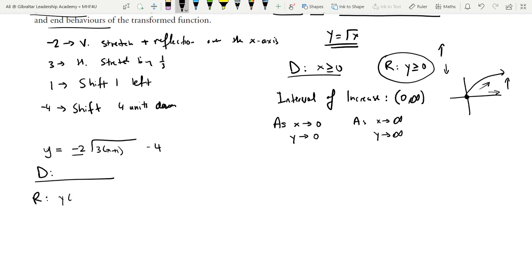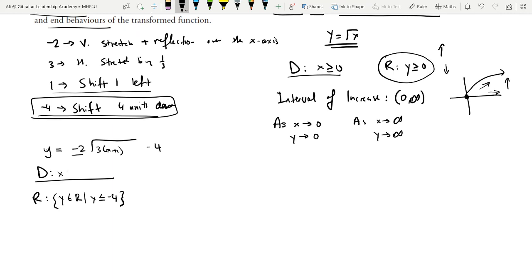The range is going to be y is, remember, the real numbers, such that now, instead of y being greater than something, it will be less than or equal to something. What is that something going to be? Well, I know there is a shift of 4 units down, so it's going to be y is less than or equal to -4. For the domain, normally the domain is x is greater than or equal to 0, but now my function has been shifted 1 unit to the left, so the domain will be x is a member of the real numbers, such that x is greater than or equal to -1.